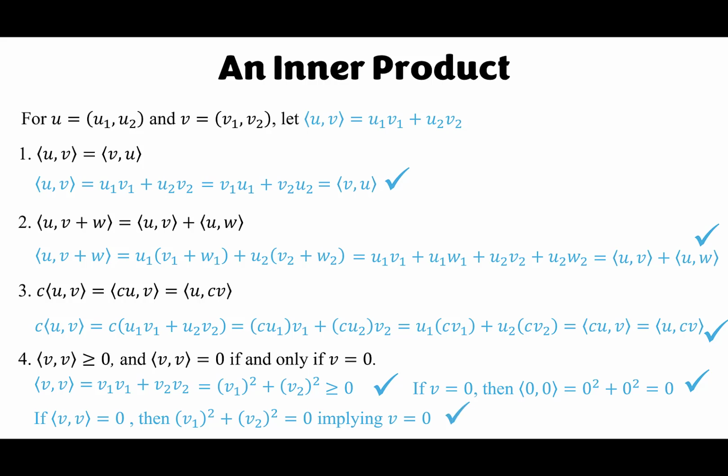And that finishes proving that property 4 is satisfied with this particular inner product, which is a dot product. All right, now we'll look at another inner product that's different than the normal dot product.